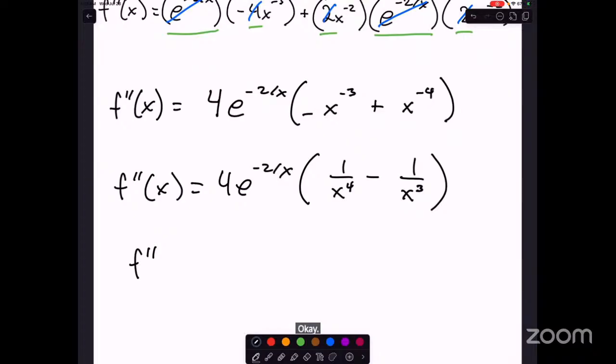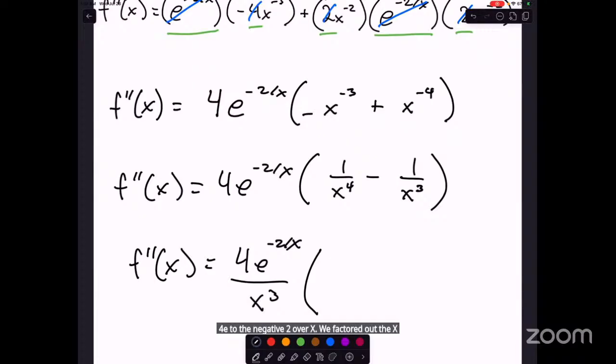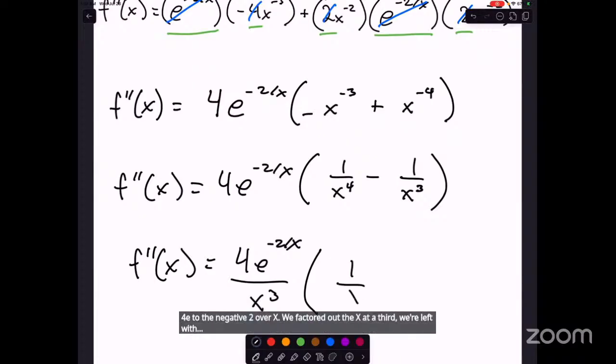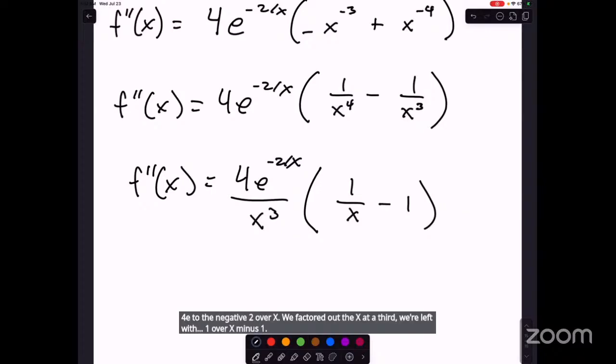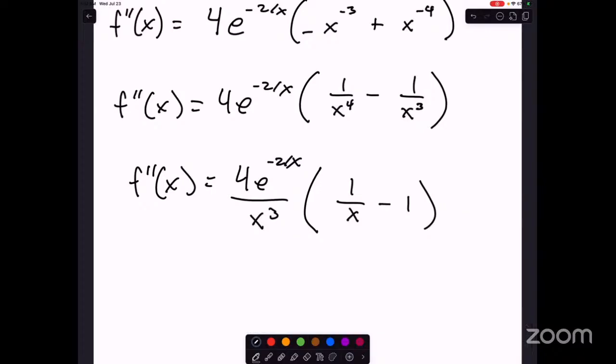I'm going to account for that just to see if it helps. 4e to the negative 2 over x. We factored out the x to the third. We're left with 1 over x minus 1.